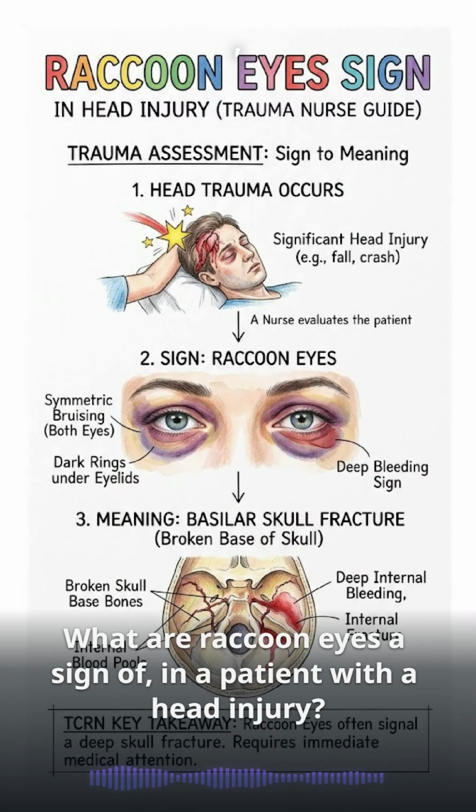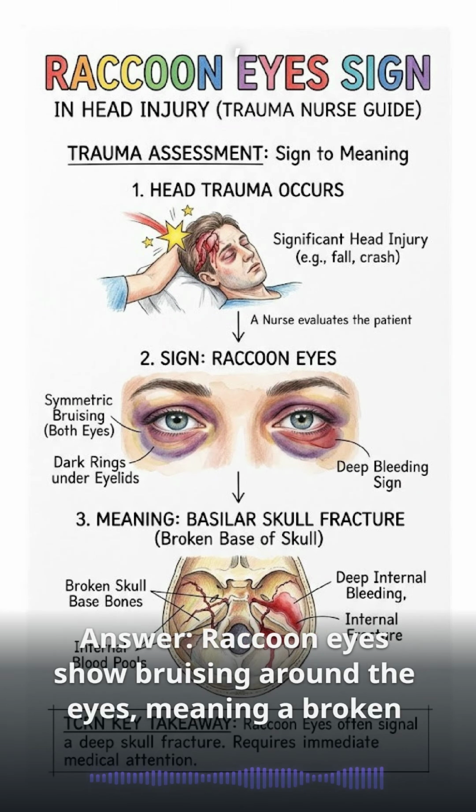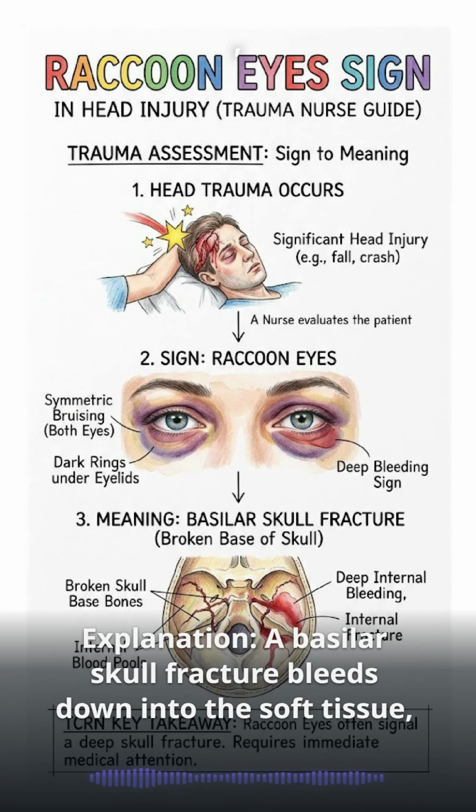22. What are raccoon eyes a sign of in a patient with a head injury? Raccoon eyes show bruising around the eyes, meaning a broken base of the skull. A basilar skull fracture bleeds down into the soft tissue, causing dark purple eye bruises.